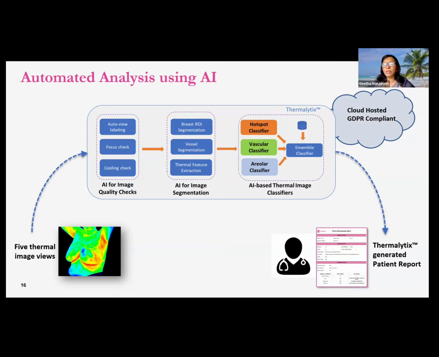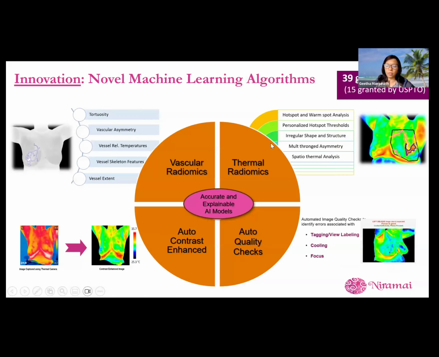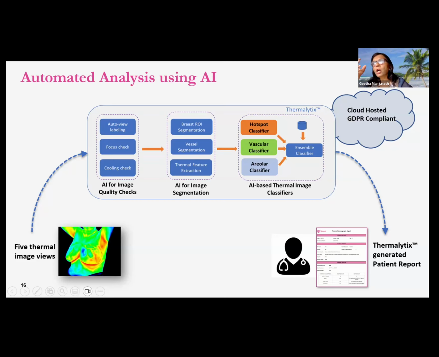So what we do is we have 3 types of classifiers, giving different scores. In the report we say this is because of inflammatory action, this is because of irregular vascularity, or asymmetric vascularity between the left and the right side. We see more high velocity blood flow in some part versus another, or milk that's being blocked, etc.